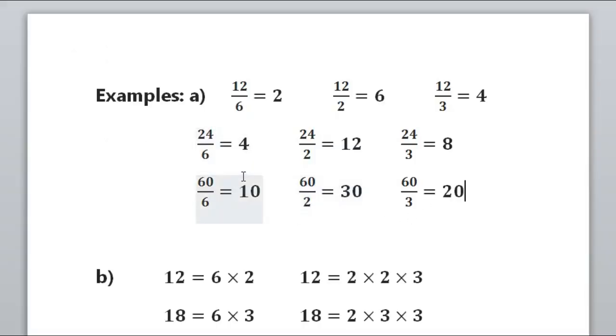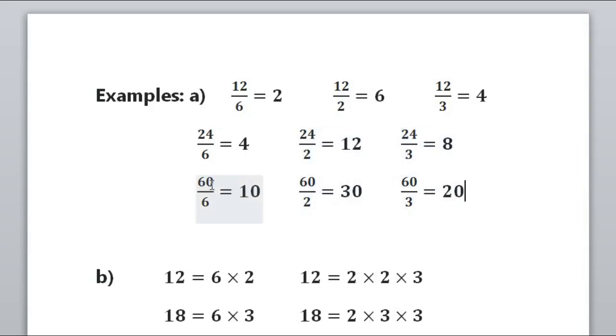Take a look at these examples. Number 12 is divisible by 6 because 6 is a factor of 12. But 12 is also divisible by 2 and 3, resulting in 6 and 4. Another number, 24, is divisible by 6, resulting in 4. Number 24 is also divisible by 2 and 3, resulting in 12 and 8.